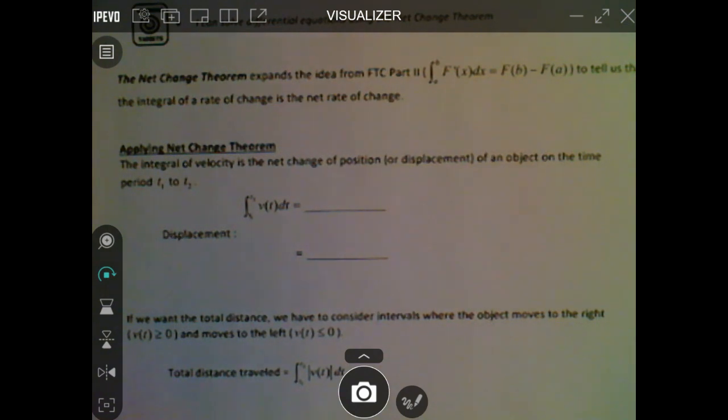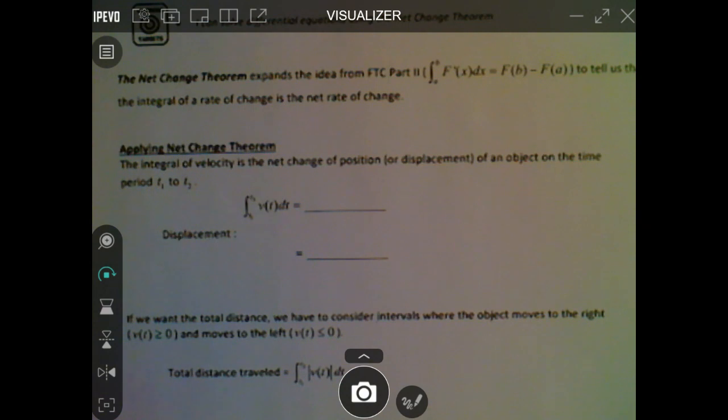All right. Hi, everybody. We're going to be talking about the big first application of integration, which is the net change theorem. This is useful from FTC part two, meaning we're going to be needing to calculate an integral over a certain period that's going to give us either a total distance or a net rate of change.